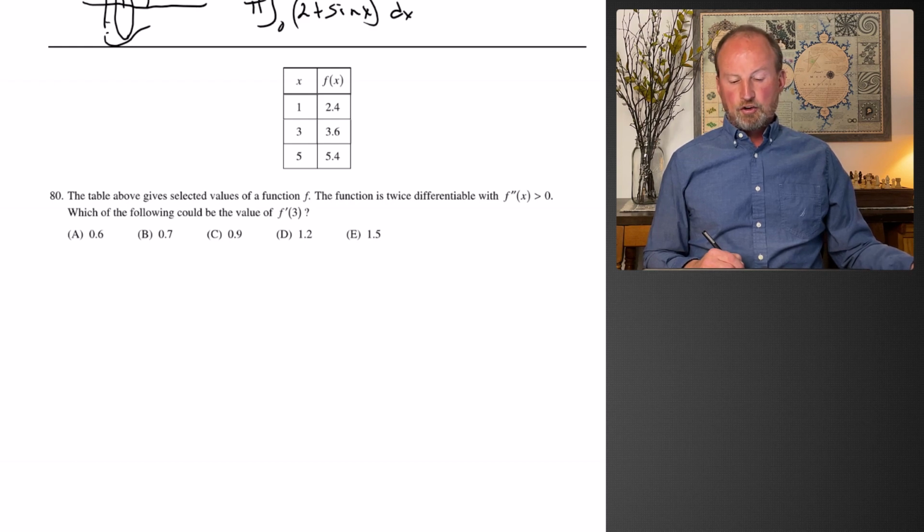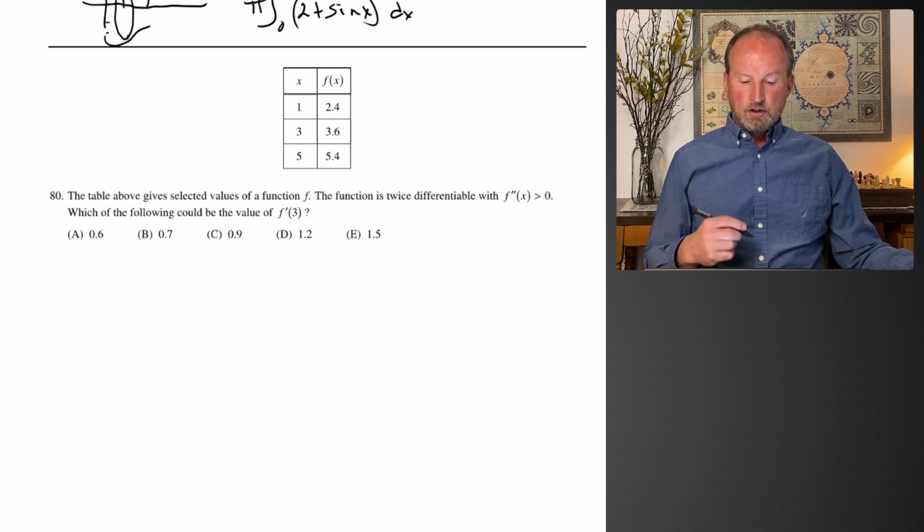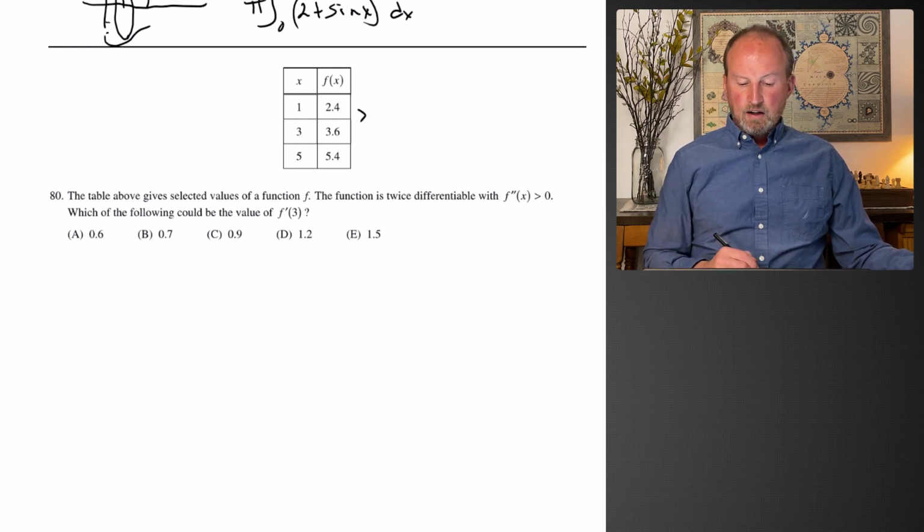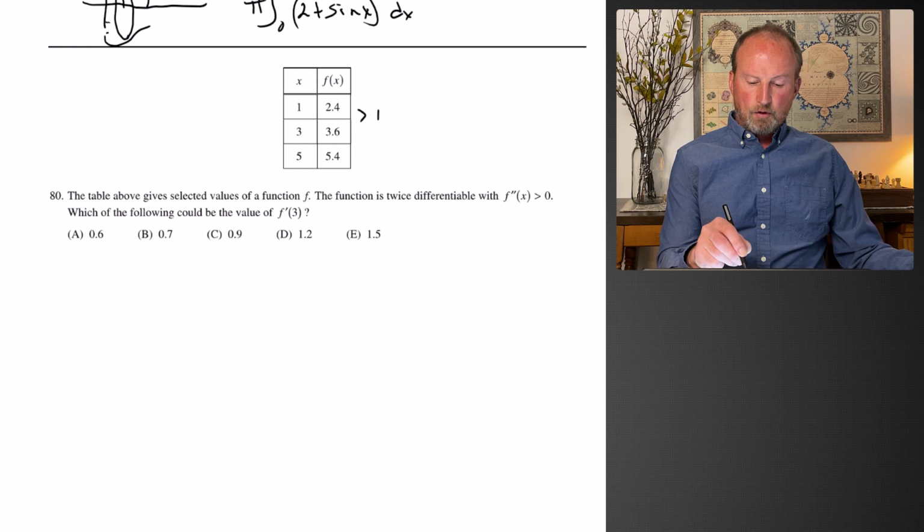Well, I can't actually take a derivative because it's just tables. So how do I do a derivative in a table format? I have to do average rate of change. We just did that back in question 76. 3.6 minus 2.4 is 1.2. 3 minus 1 is 2. So my average rate of change, or my average first derivative, is 0.6.